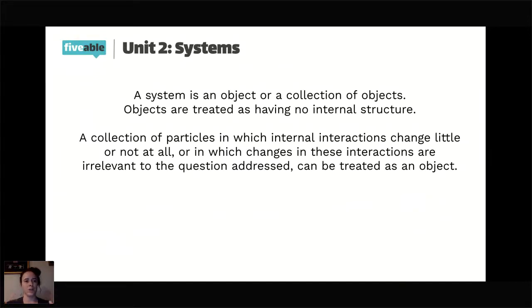A collection of particles in which internal interactions are changing little or not at all, or in which changes in these interactions are irrelevant to the questions addressed, can be treated as an object. So this is if we're talking about a system of particles again. Those internal interactions, if they're crashing into each other, jiggling around a little bit, and it's not relevant to the question addressed, we don't care. We can treat the whole collection as an object.